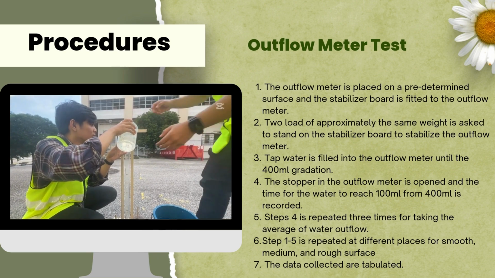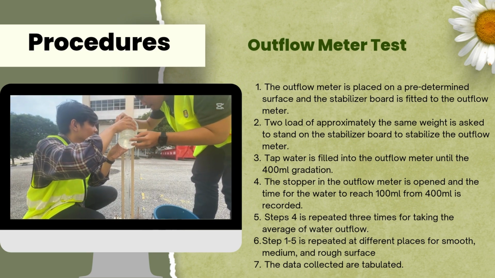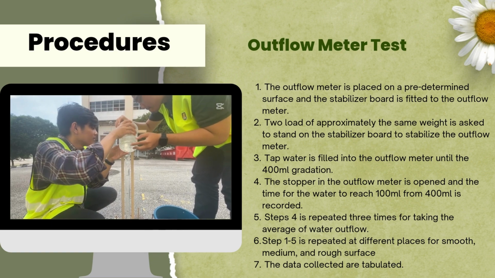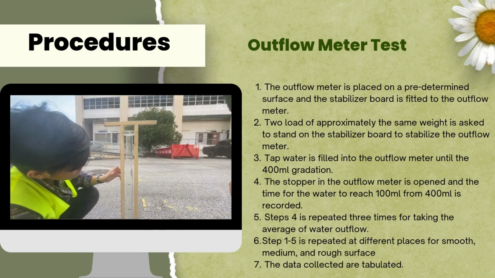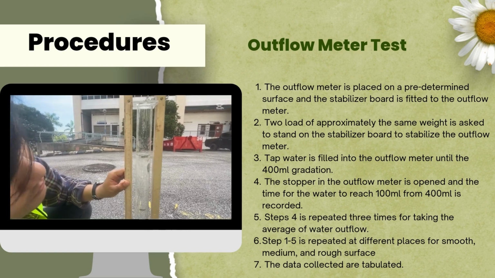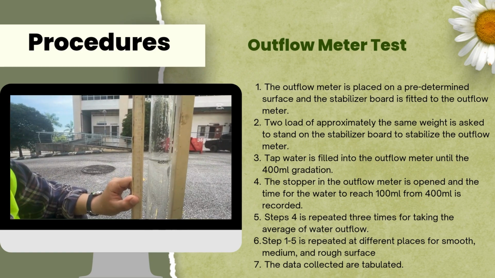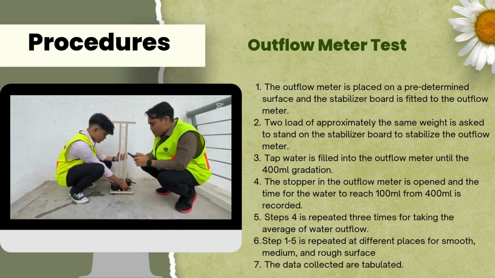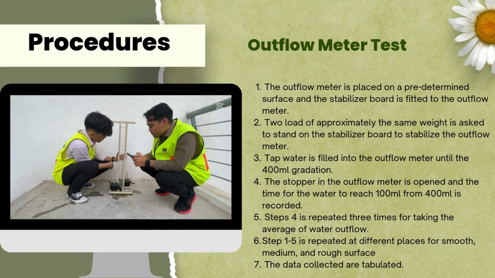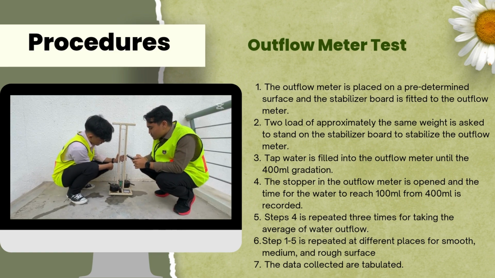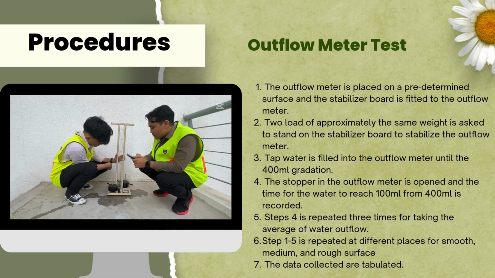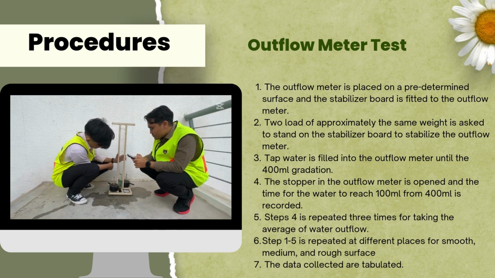The stopper in the outflow meter is opened and the time for the water to reach 100 ml from 400 ml is recorded. Step 4 is repeated 3 times to take the average of the water outflow. Steps 1 to 5 are repeated at different places for smooth, medium and rough surfaces. The data collected needs to be tabulated.